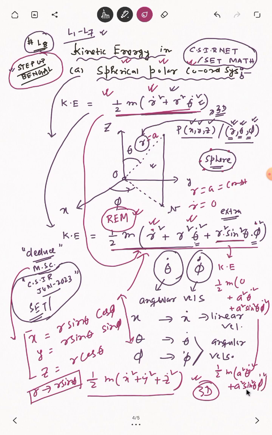into phi dot square. No need to remember this result, what happens when r is constant. There is no need to try to remember this, because if we can remember just this result and put r equal to a, then we can easily arrive at this result. So this is very important, because later we will see how CSIR have asked questions on it.